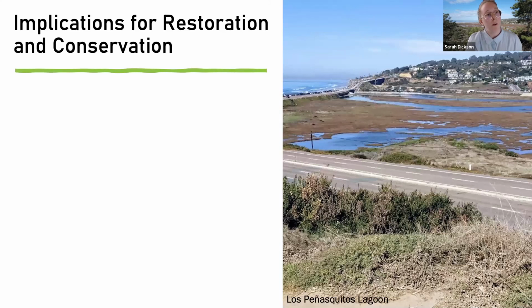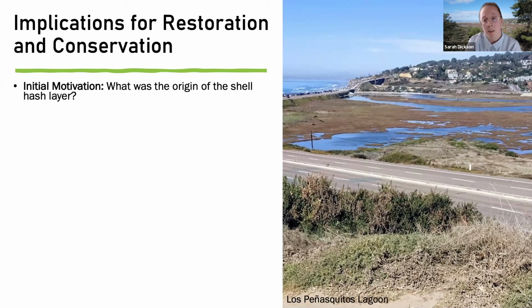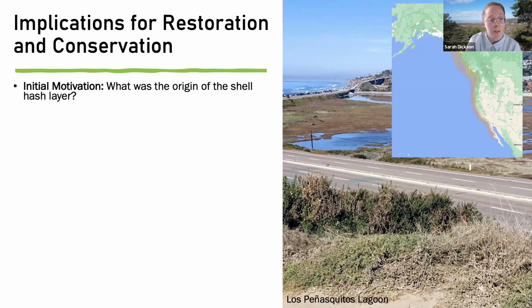So now we get into the implications for restoration and conservation. The initial motivation for this study was to understand the origin of the shell hash layer in core 7, which contained 2 whole Ostrea lurida shells, a species native solely to the west coast. These oysters once inhabited a much wider range of land from Alaska to Mexico. Now they're confined to sporadic assemblages, essentially between Canada and the southern border of California.